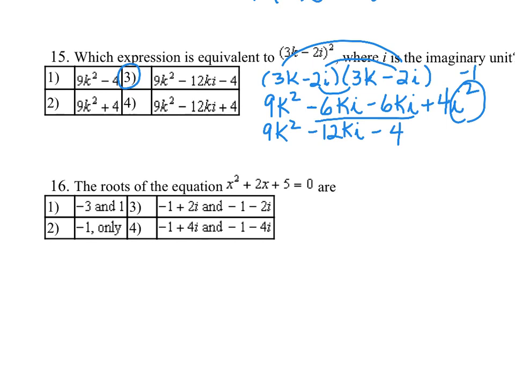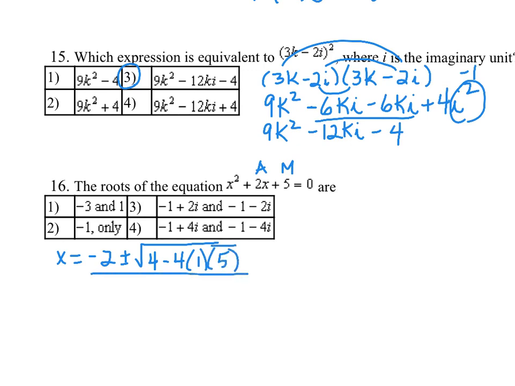For number 16, you can try to factor that, but you're not going to be able to get anything that's going to add to 2 and multiply to 5. So I'm going to go straight ahead and do the quadratic formula. So x equals negative b, which would be negative 2, plus or minus the square root of b squared, which would be 2 squared, which is 4, minus 4 times a, which is 1, and c, which is 5. And the whole thing is going to be over 2 times a, which is 2 times 1.